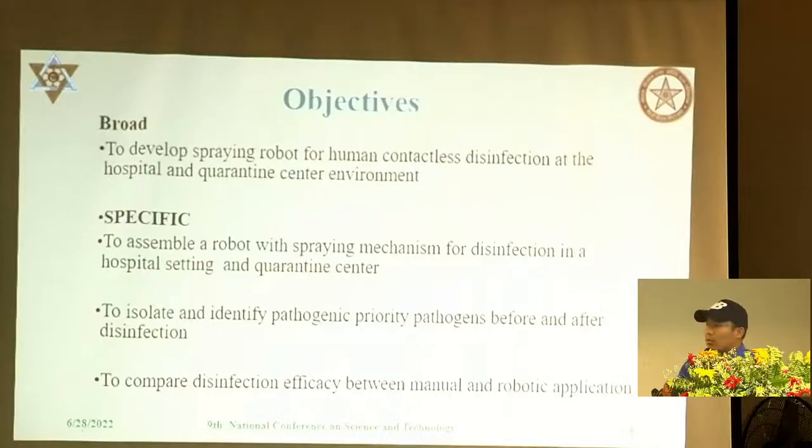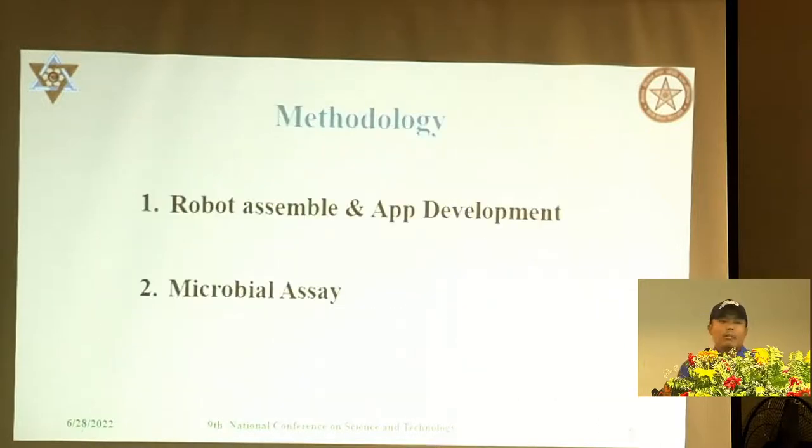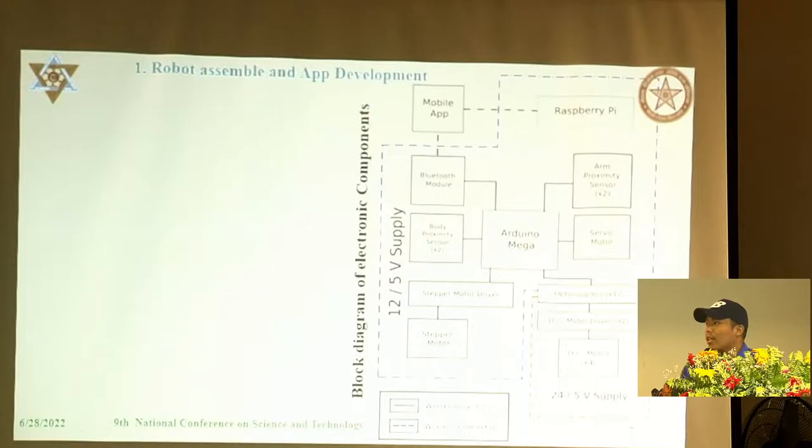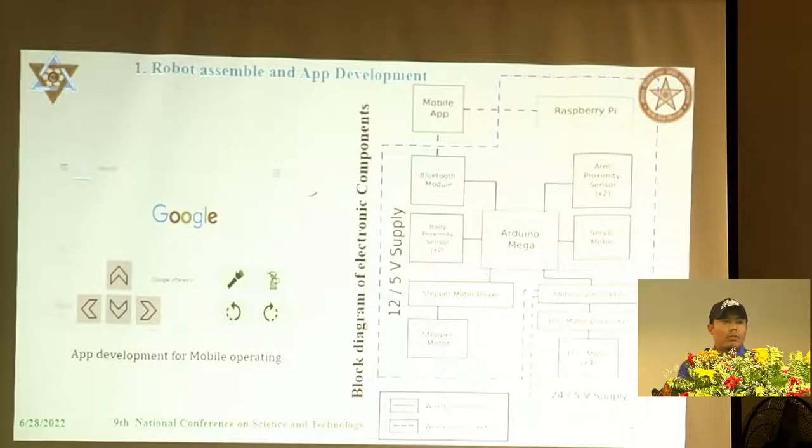The objective of this work was to develop a spraying robot for human contactless disinfection in hospital and quarantine settings. Here is the methodology. There are two types of methodology: one is the assembly of the robotics and development of the application, and the other is the microbial assay. Here is the block diagram of the electronic components of the robot. I am not going into too much detail here. Here is the application for controlling this spraying robot.